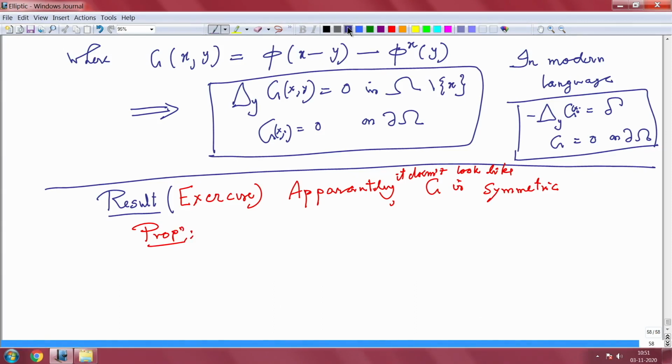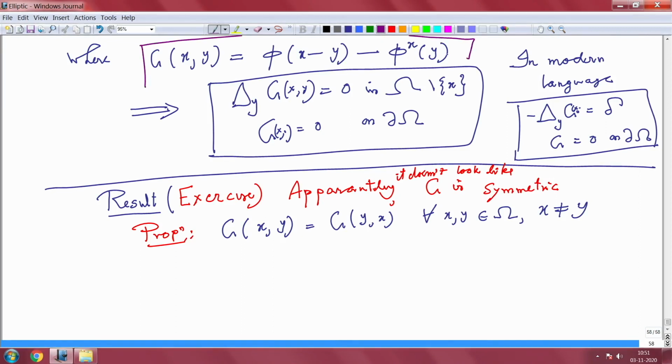The proposition tells you that G(x,y) equal to G(y,x) for all x, y in omega with x not equal to y. You see the way G is defined, it does not look like there is a symmetry. Of course, this is radial, so there is no issue, but it is true. So, let me give you the hint which you can use to prove that one.